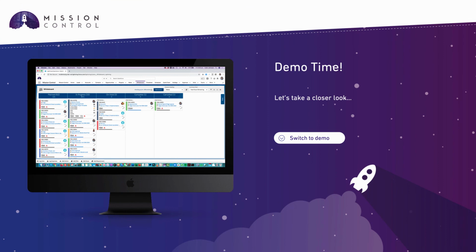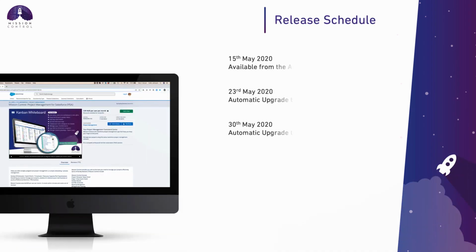Okay, so that's all of the features in the demo today. Let's now look at the release schedule. As normal, the process is that we make it available on the AppExchange. That's going to be available as of Friday, the 15th of May. As of the 23rd of May, we're going to do an automatic upgrade to all sandbox orgs. And then on the 30th of May, we'll do an automatic upgrade to all production orgs.